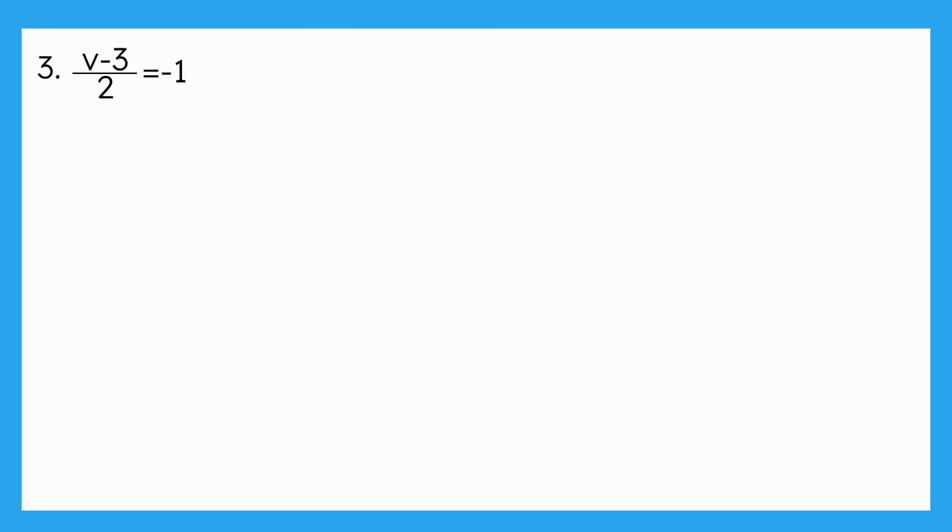We still have 2 equations left, and this one looks a little different. It says v minus 3 over 2 equals negative 1. I still want to get this v by itself, but how do I do that when it's in this big fraction? Well, what's happening to this v right now? It's being subtracted by 3 and divided by 2.